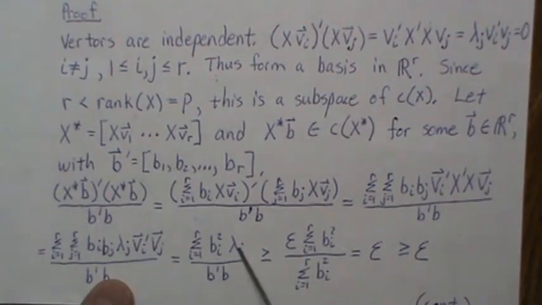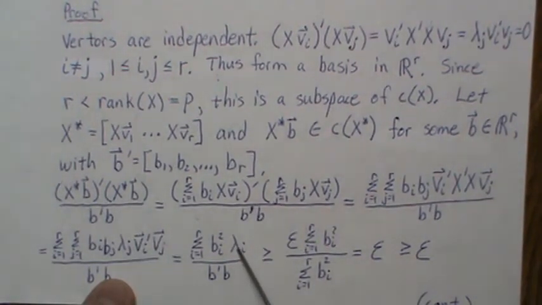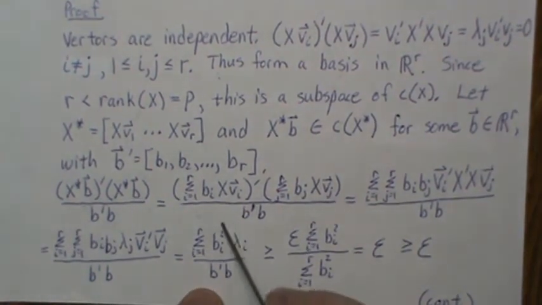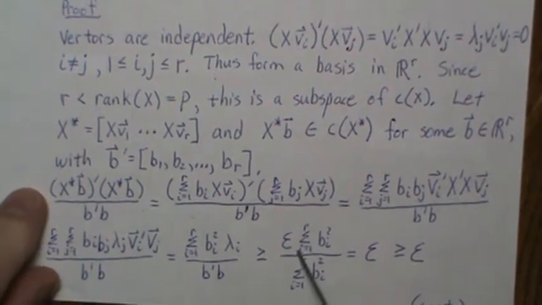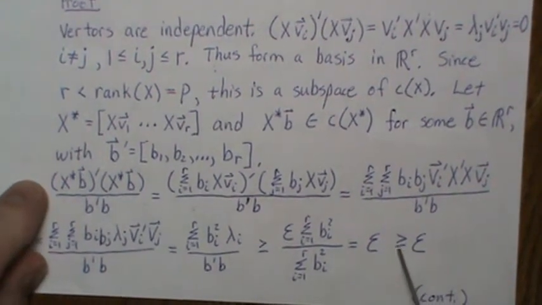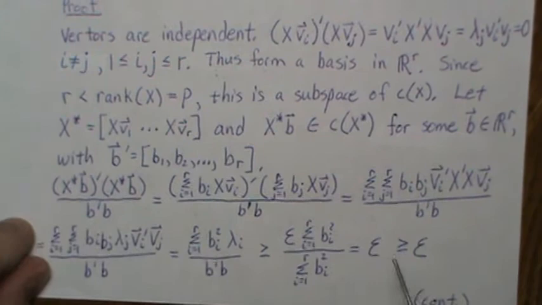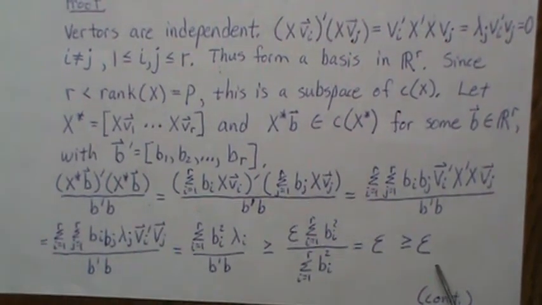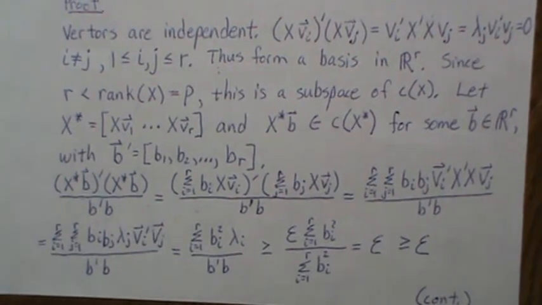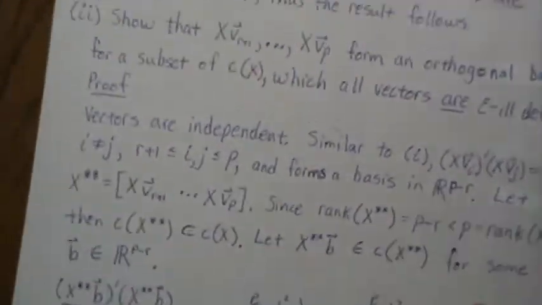So if we put in epsilon here for each lambda, this gets smaller, but we can take it out of the sum like this. Those cancel, leaving epsilon, and epsilon is definitely greater than or equal to epsilon, which says this condition is greater than or equal to epsilon. So they're not ill-conditioned vectors. It's not an ill-conditioned matrix.